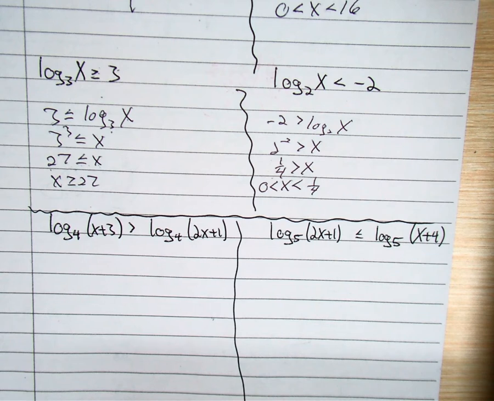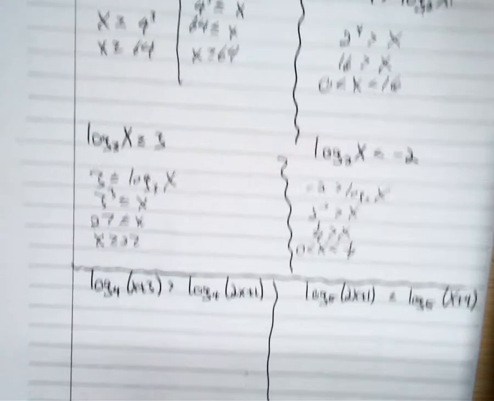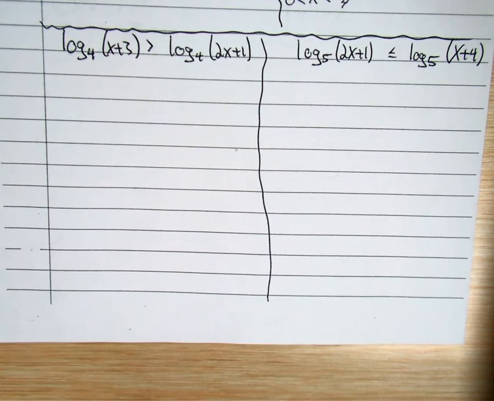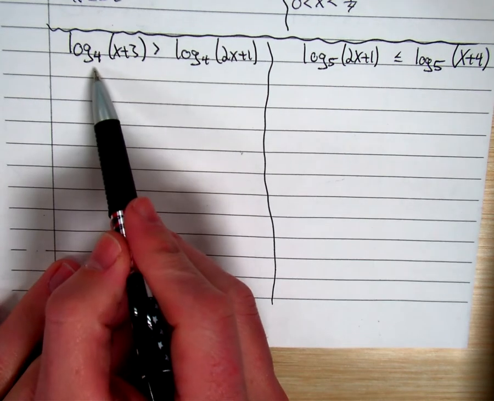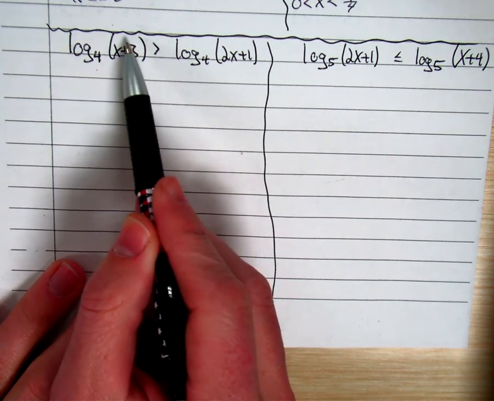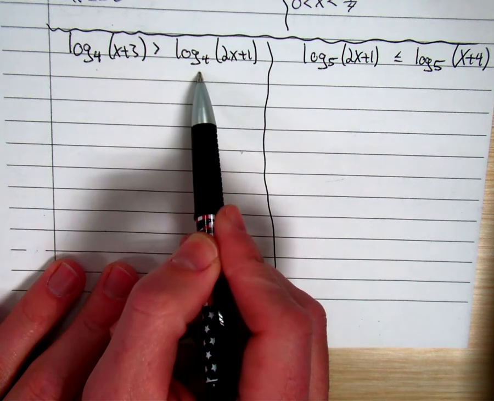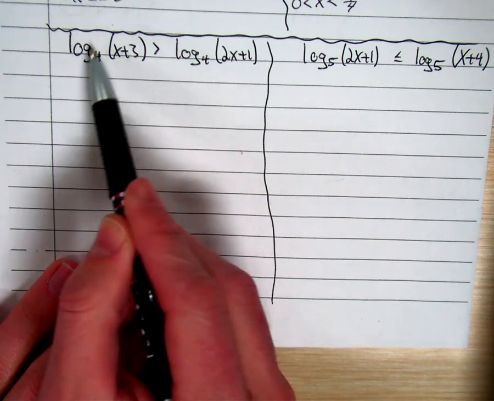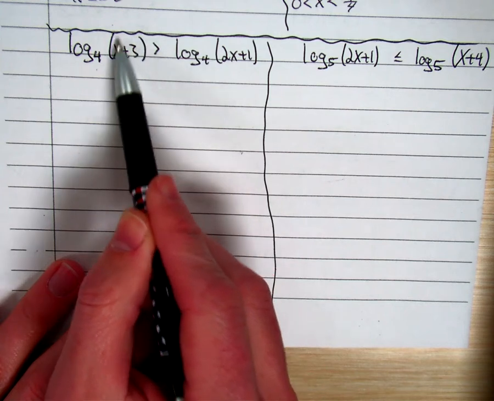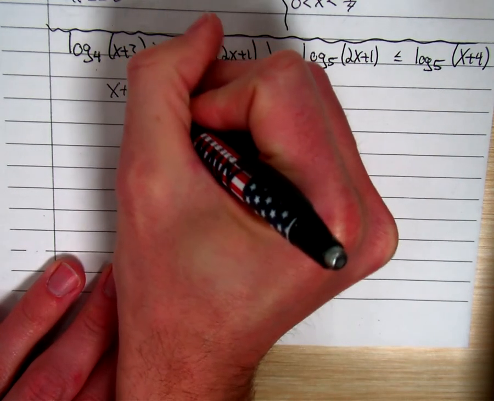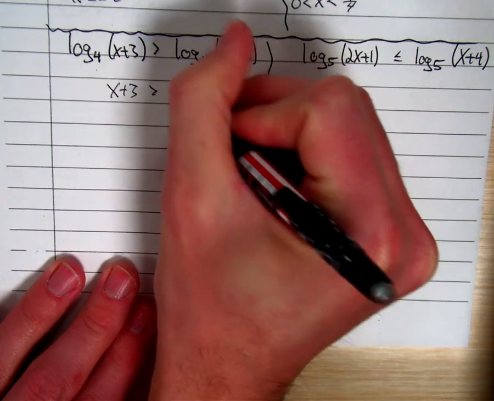Alright, so those are the basic problems. Then we have these that are slightly more complicated. I don't think there's any x squared ones today like we had yesterday. But still the same idea. Log base 4 of something is greater than log base 4 of something else. Well, they're both log base 4, so the only way that this one's greater than this one is if something is greater than the other something. So I need x plus 3 to be greater than 2x plus 1.